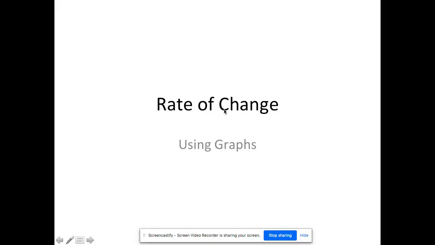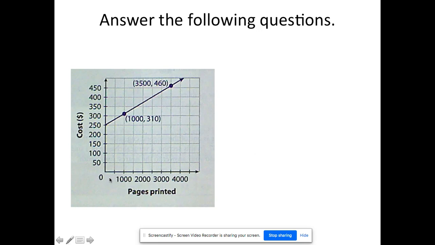Okay, today's lesson is on rate of change using graphs. So let's get started. When we look at a graph, we first want to look at the categories and the title. So the category here on the x-axis is pages printed, and it looks like it's scaled by 1,000, like 1,000, 2,000, 3,000.